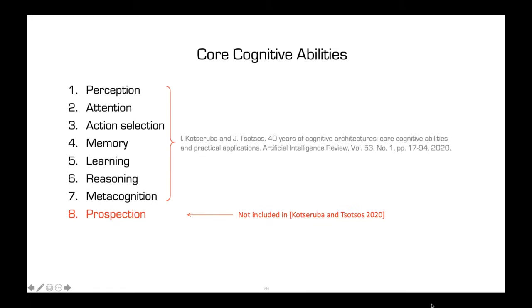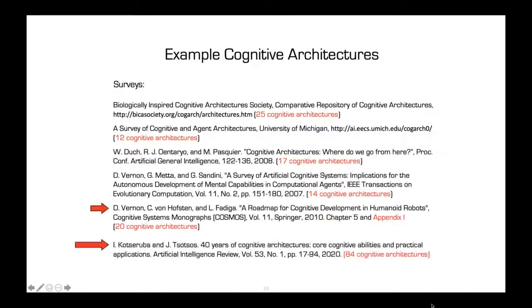These 7 were identified by a landmark survey of cognitive architectures in print this year, in 2020, by Kotseruba and Tsotsos. They didn't include prospection, which I always include because I think it's extremely important, mainly because it was drilled into me by Klaas van Hosten, the developmental psychologist, that it is crucially important to cognition.